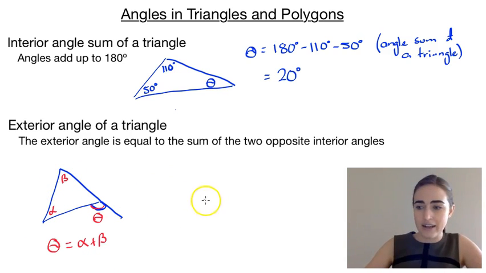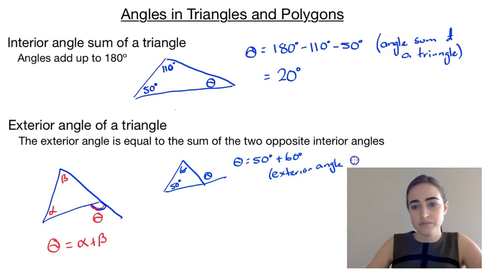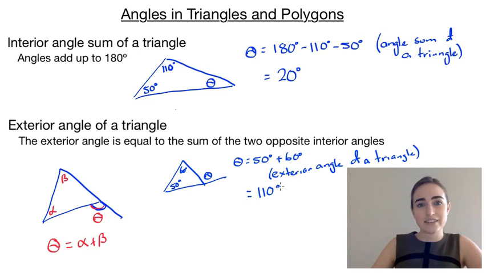So let's have a look at an example. If we've got here 50 degrees and 60 degrees, and we've got theta here, then we would write theta is equal to 50 degrees plus 60 degrees, and then we need to put a reason, so exterior angle of a triangle, and then 50 plus 60 is 110 degrees. So that's one type of question you might get.